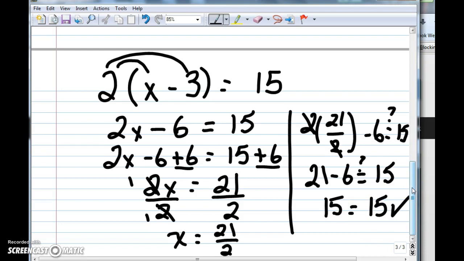So once again, the distributive property is taking a number, or it could even be a letter, outside of the brackets, and then multiplying it by everything inside. That's all the distributive property is.